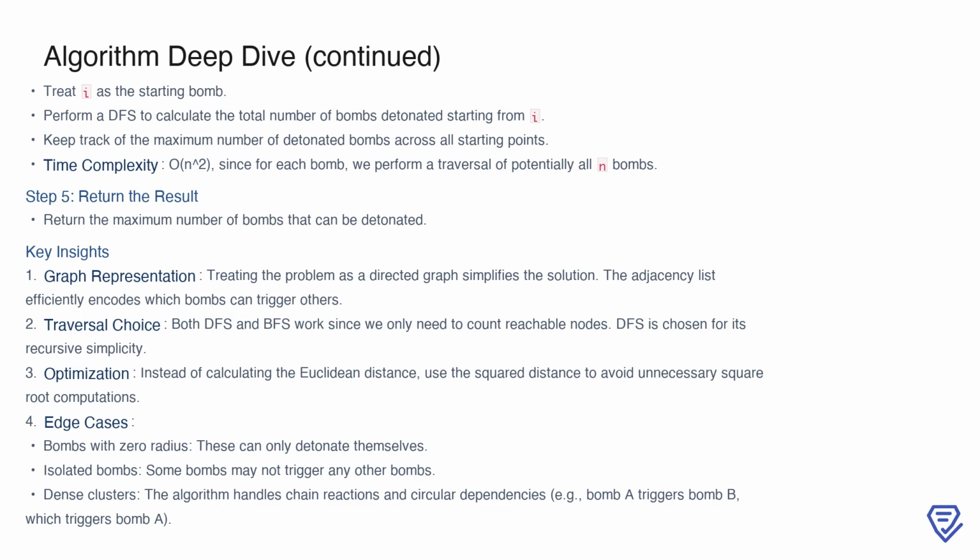First, representing the problem as a directed graph simplifies the solution by clearly encoding the triggering relationships between bombs. Second, both DFS and BFS are valid traversal choices since our goal is simply to count reachable nodes. However, DFS is chosen here for its recursive simplicity. Third, to optimize performance, we use squared distances instead of calculating the exact Euclidean distance, avoiding unnecessary square root computations.